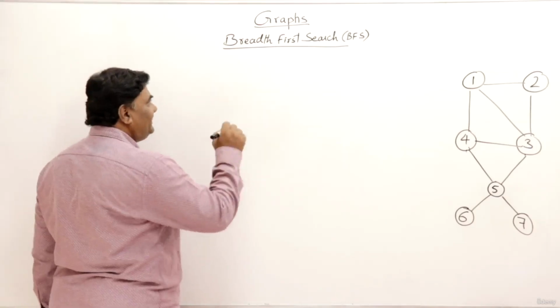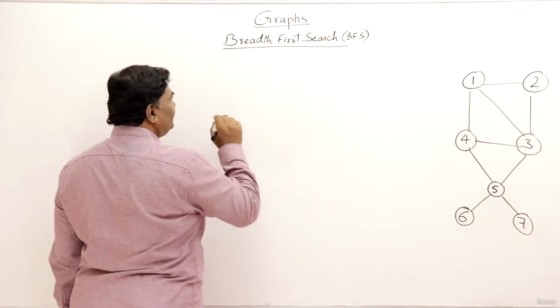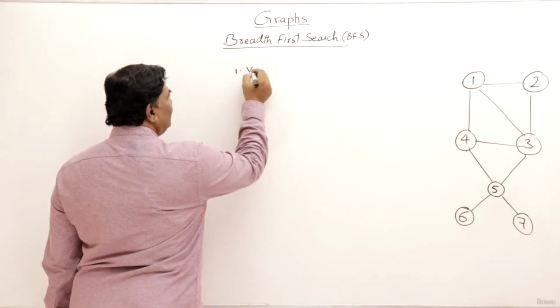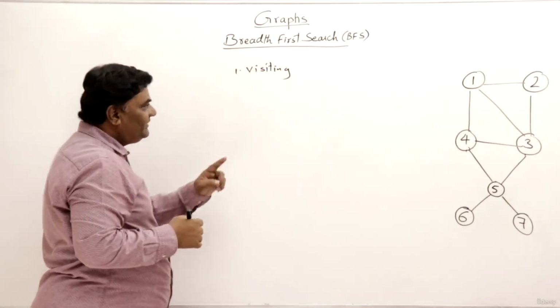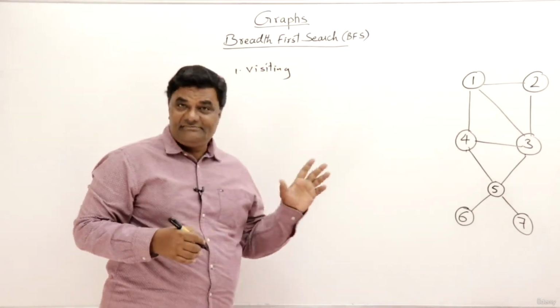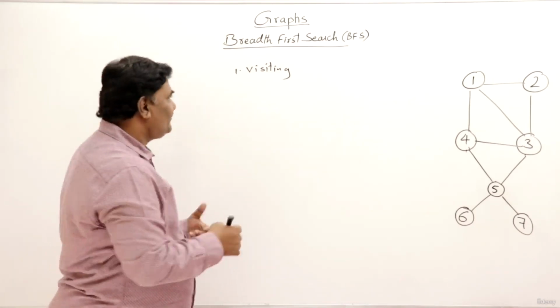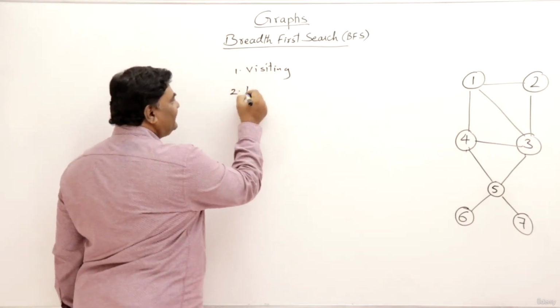See, breadth first search can be defined by using 2 terms. First term is visiting. Visiting a vertex means going upon a particular vertex. This is the first point. And the second thing we should understand is exploring.